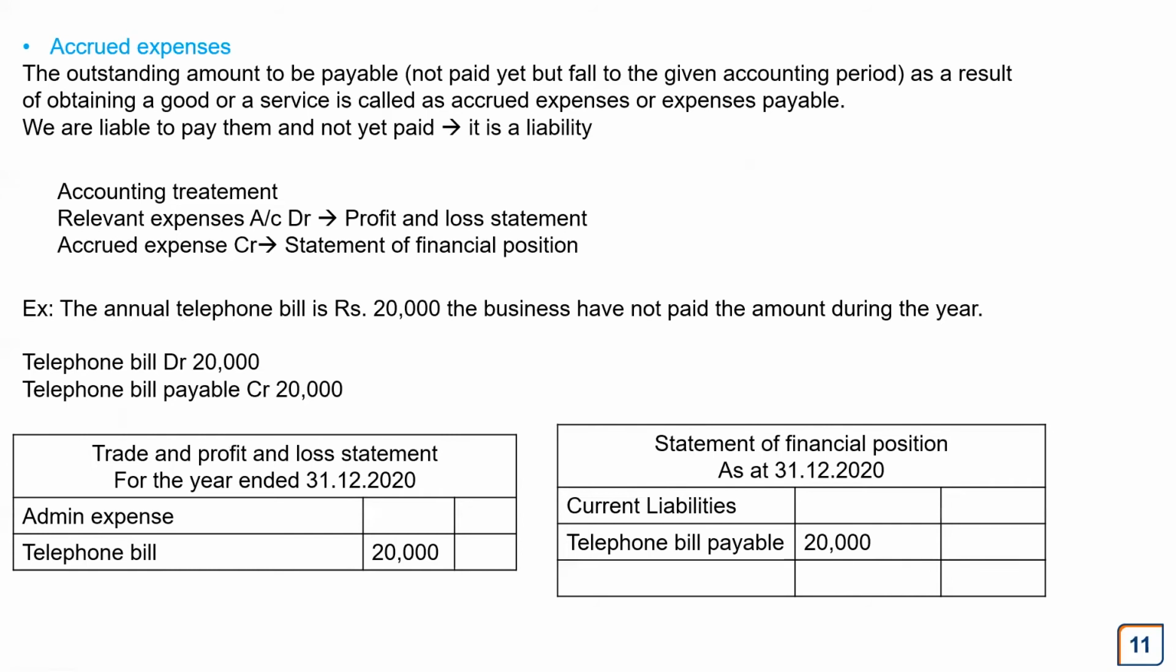Now let's take this example. Annual telephone bill is 20,000. The business has not yet paid it during the year. Right? The bill has been received, but we have forgotten to pay it. So are we going to take it to the next year? Are we going to omit that expense from our accounts? We cannot do that, Putte. So we have to debit the telephone bill account and credit the relevant payable account. So here under administrative expenses, we write telephone bill expense 20,000, and the payable amount will be taken to the statement of financial position.